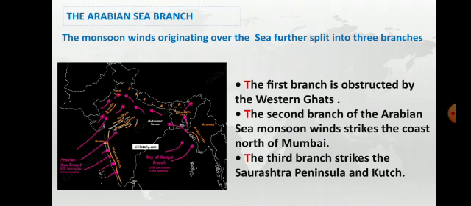And the Arabian Sea branch joins the Bay of Bengal branch in Punjab and Haryana. You can see there the Arabian Sea branch and the Bay of Bengal branch, they both are meeting near the Punjab region, isn't it? So together these two branches cause rainfall in the western Himalayas.